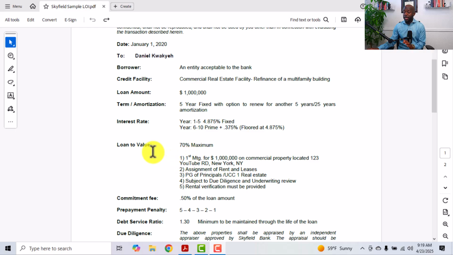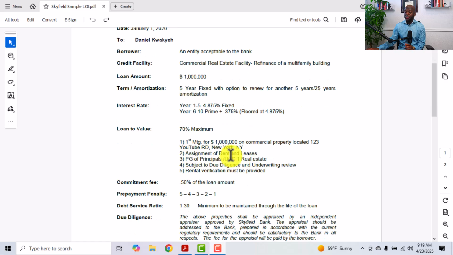And typically, the term sheet is going to have the terms of the loan along with any other contingencies and any documents that the lender is going to require from you. So you'll see here, it's going to be a first mortgage on a commercial property located at 123 YouTube Road, New York, New York. There's going to be an assignment of rents, personal guarantee from the principals, meaning this is actually a recourse loan and not a non-recourse loan.